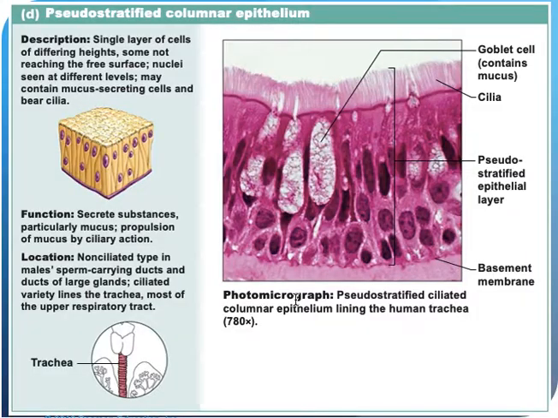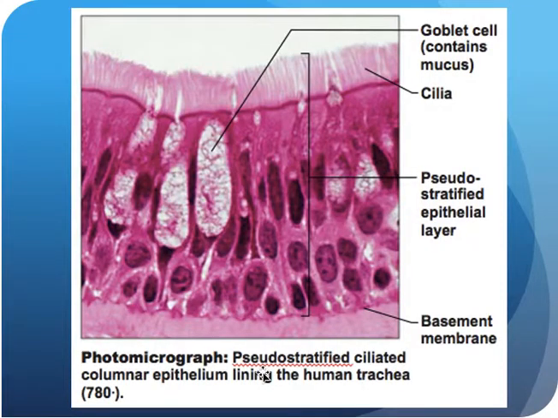Okay, so I put this one up there because, again, if it shows up on your practical, you want to be like, okay, this is just that one where it looks like it's stratified, but it's actually just simple. So pseudo-stratified columnar epithelium. And you can see the little cilia really, really good on here. Okay, so here's a little zoomed in view.